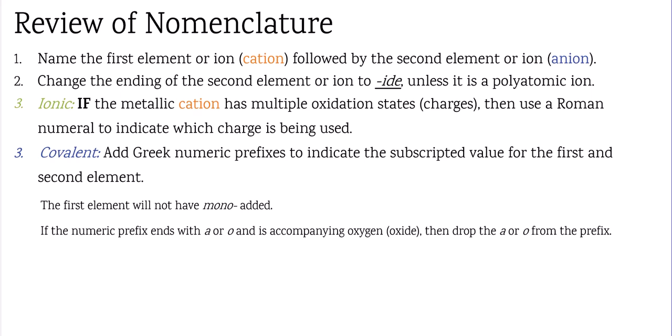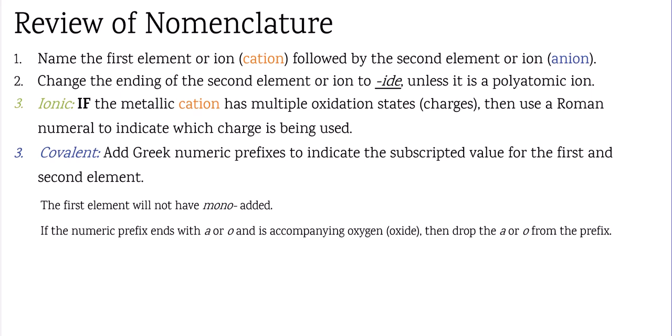And rule 3 switches depending on which type it is. So you need to be able to identify ionic compounds versus covalent. The ionic compounds is a conditional statement, if the metallic cation. This tells us a few things. Number one, it has to be first. It cannot be the second thing. It has to be first. It's the cation. Second, it has to be a metallic cation.